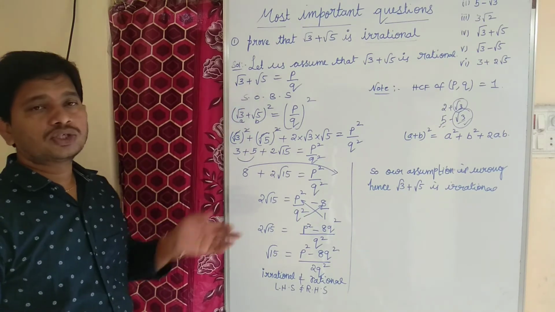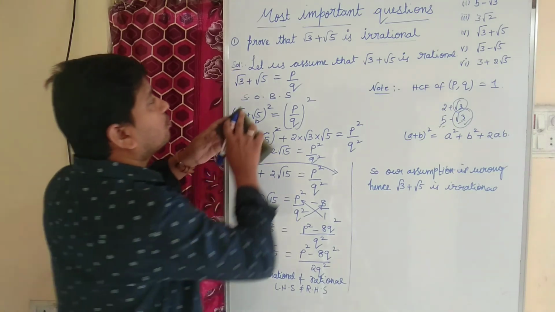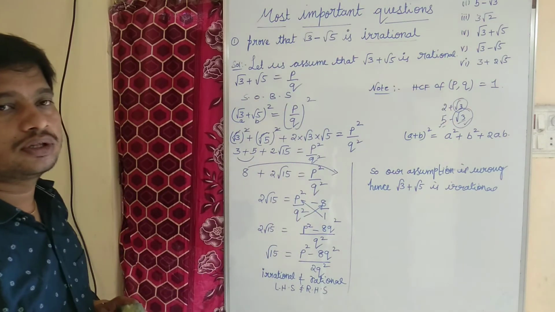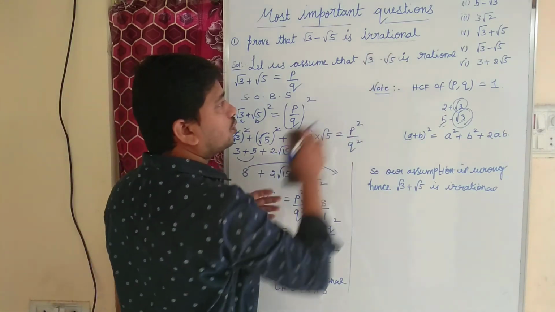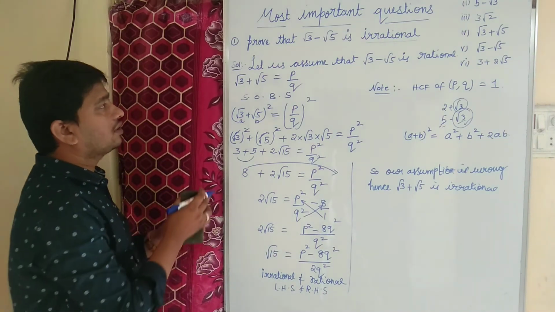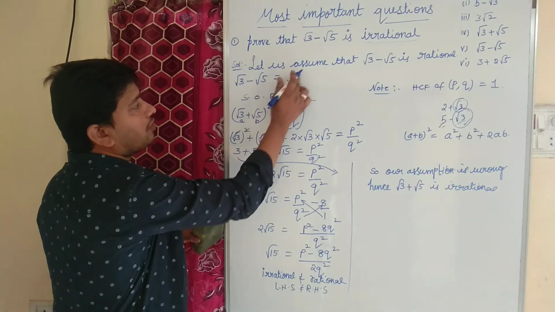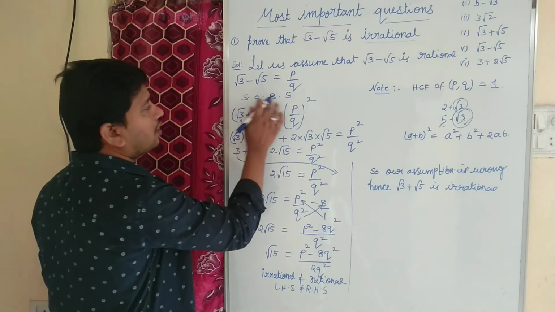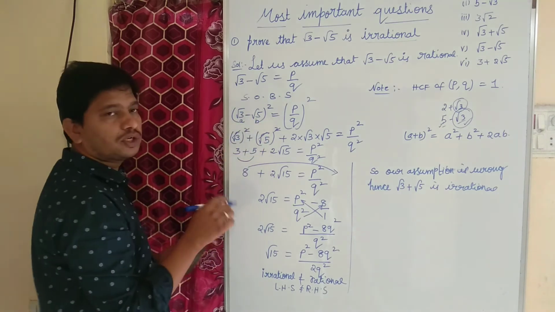Here we have plus. Suppose we have minus over here, suppose my question is prove that root 3 minus root 5 is irrational. Then how to do? In a similar manner, children, let us assume that root 3 minus root 5 is rational. So again, root 3 minus root 5 is a rational number, in the sense it should be in the form of p by q. Right? So again, squaring on both sides, (root 3 minus root 5) whole square equal to (p by q) whole square.